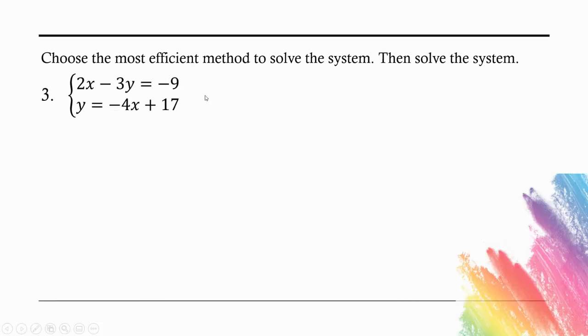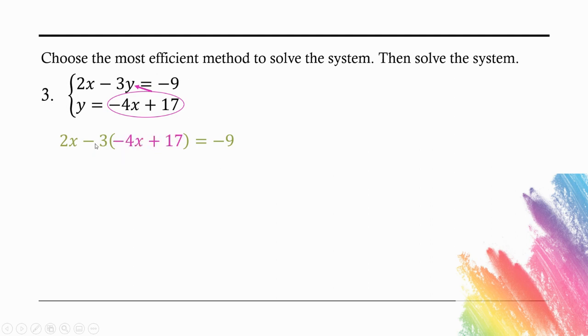Number 3, this bottom equation is solved for y. We've got y by itself. So the most efficient way to solve this system would be by substitution. So I'm going to take what y equals and substitute that for y in the other equation. I like to start by writing the equation, and then where there was a y, I put a blank set of parentheses. Now in the parentheses, we're going to write negative 4x plus 17.